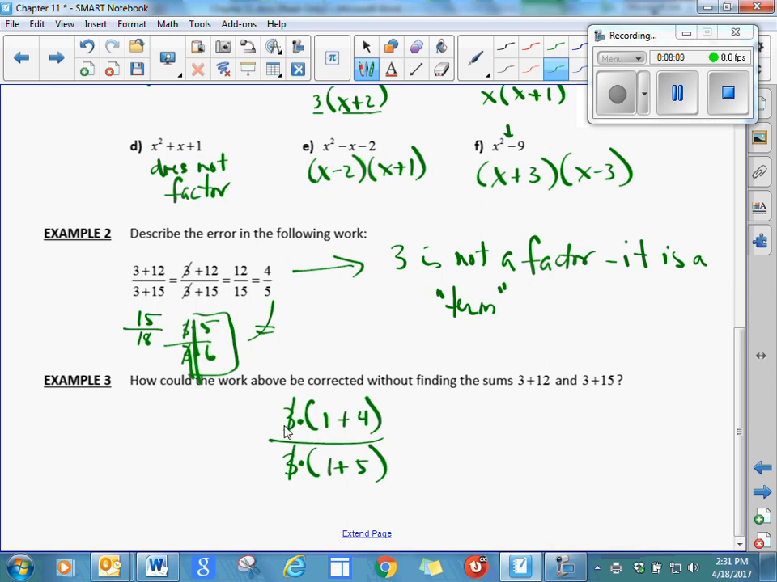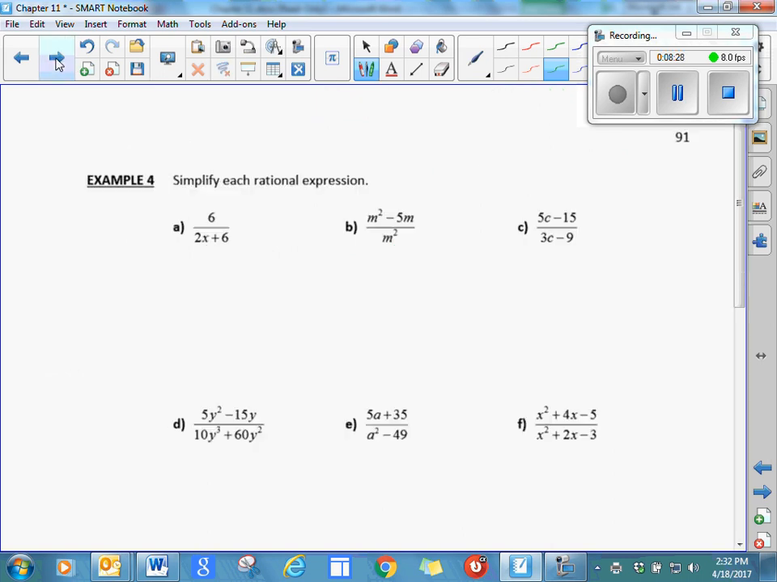This 3 is a factor of this expression, and this 3 is as well. So the 3 divided by 3 gives you the ghostly 1, and you now have 1 plus 4 over 1 plus 5, which is 5 over 6, which is, of course, the correct answer. So that's another way you could do it. All right, let's go to the next page.